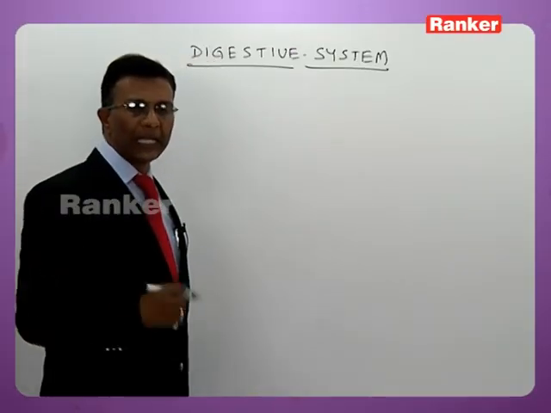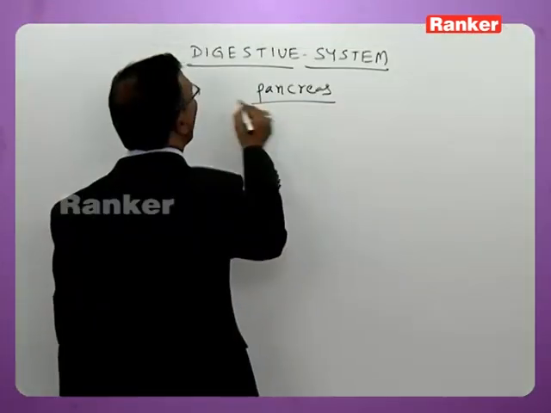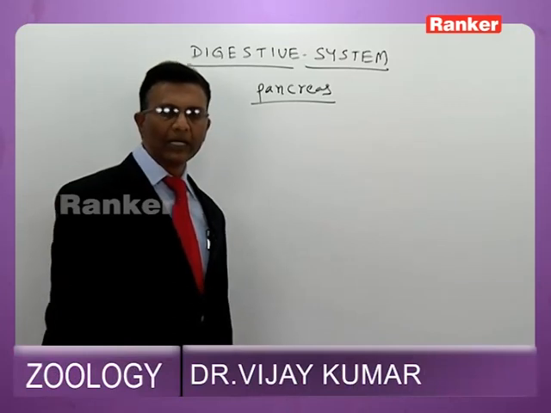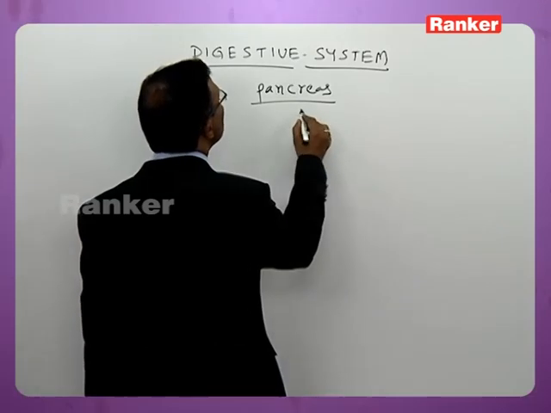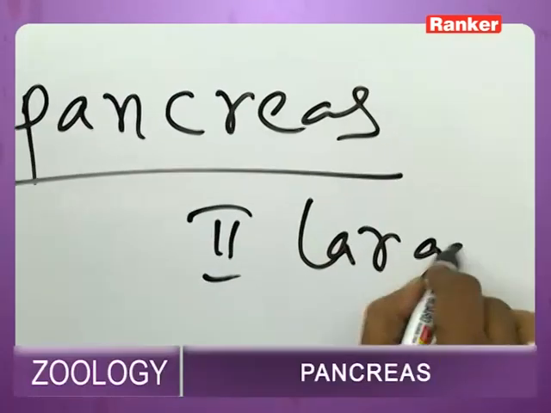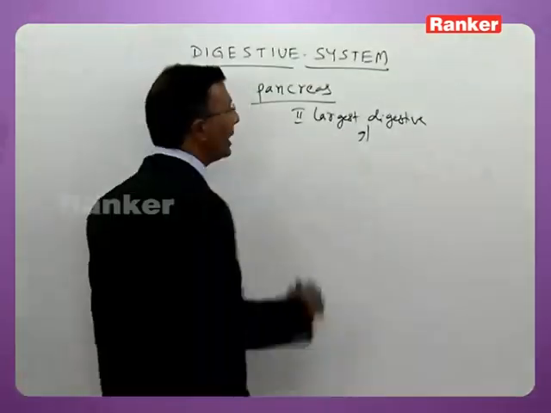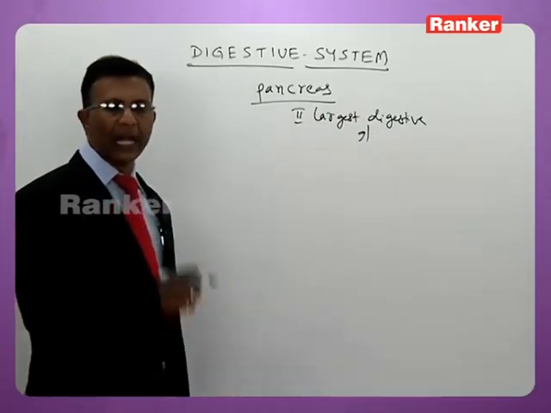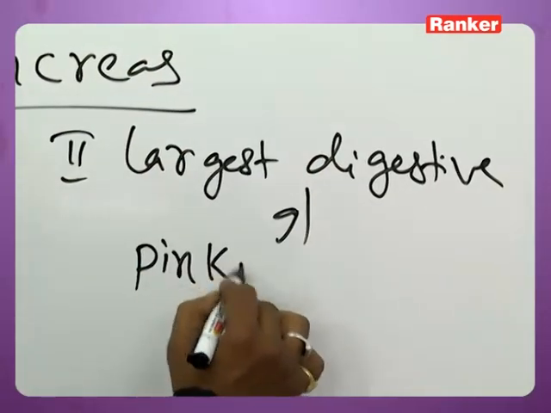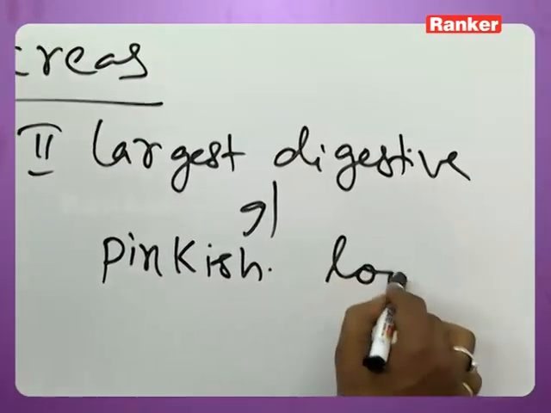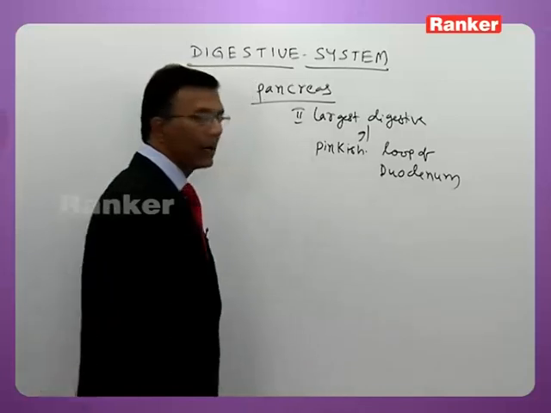Now we shall talk about the second digestive gland, that is pancreas. You learnt about liver. The second most important digestive gland in the human body is the pancreas. Pancreas is the second largest digestive gland in human body. The largest is liver and the second largest is pancreas. It is slightly pinkish in color. It lies in the loop of duodenum.